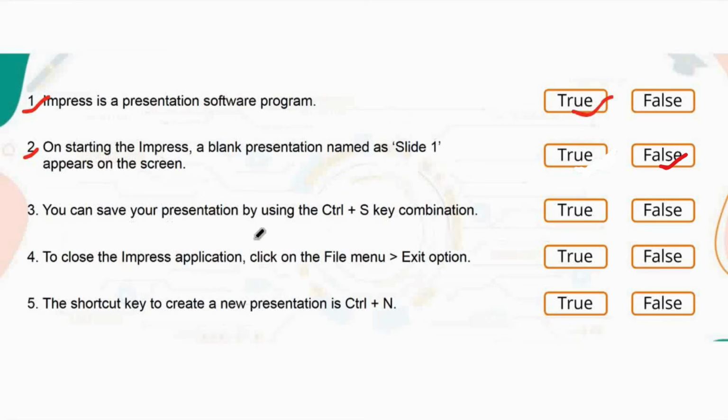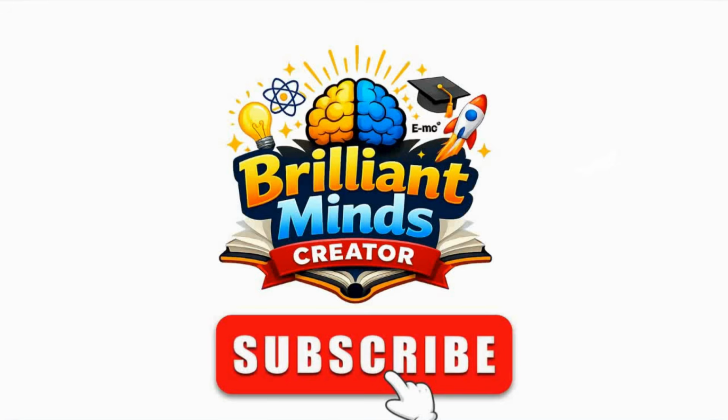Third, you can save your presentation by using the Control plus S key combination. That is also true. Fourth, to close the Impress application, click on the File menu and the Exit option. This is also true. Fifth, the shortcut key to create a new presentation is Control plus N. This is also true. All the best for your exam.